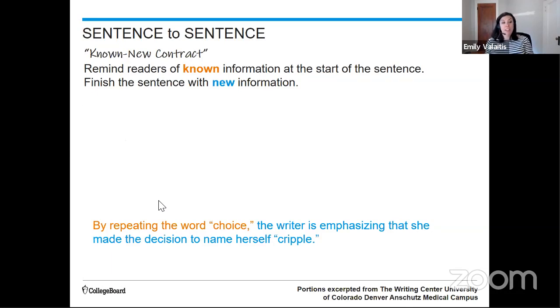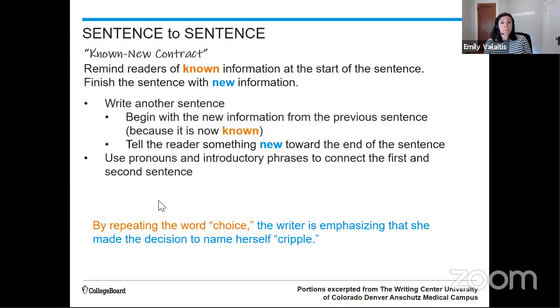Then after you've written that one sentence, you go to your next sentence and you think, what is something from the previous sentence that I want to address just briefly, a few words, not too much, before I start moving into the new part of the sentence. And you might use pronouns or introductory phrases to help connect those two. So for example, I'm going to go back to my previous sentence and think, what is something that is known to them at this point? And I think the point I'd really want to highlight is that she made the decision to name herself cripple. So that's what I'm going to put toward the beginning, something like this. Selecting this word to describe herself, it gives a brief nod to the previous sentence.